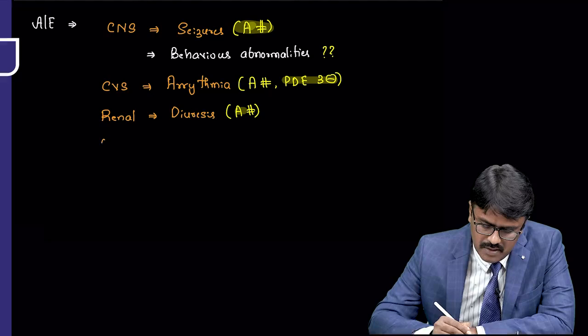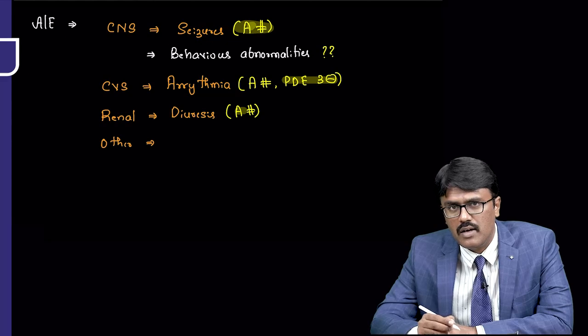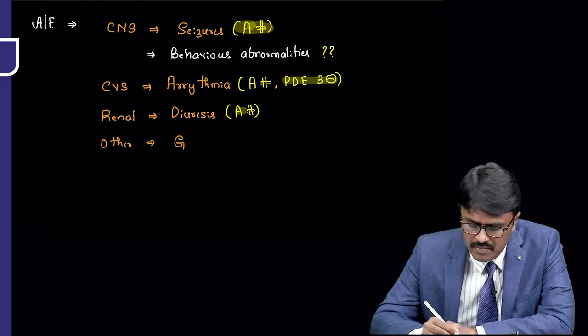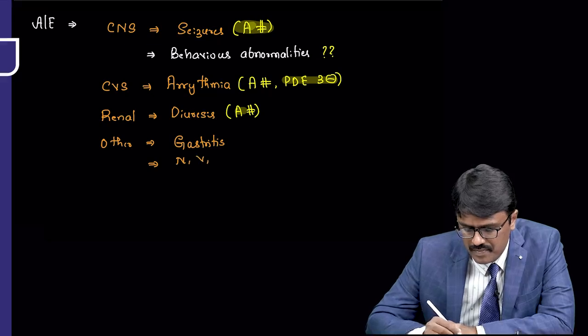What are the other adverse effects? What we see when we drink excess of tea or coffee? So it will lead to gastritis, nausea, vomiting, headache.